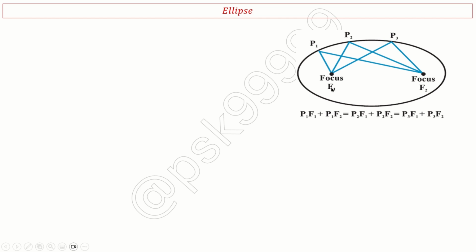That means P1F1 plus P1F2 is equal to P2F1 plus P2F2, which is equal to P3F1 plus P3F2. This is the locus of an ellipse. If you understand this, you can actually draw the ellipse by putting two centers, taking a thread, connecting it here, and then drawing like this. You can see videos of how to do that. It's very interesting. So let's understand the ellipse more.